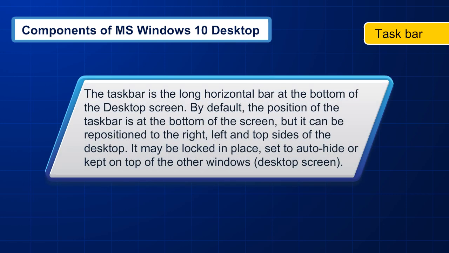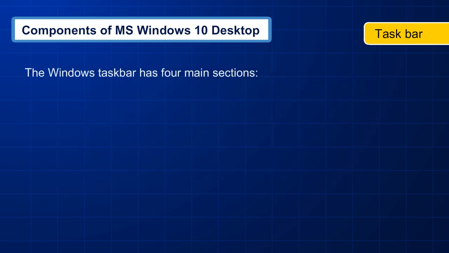Taskbar. The taskbar is the long horizontal bar at the bottom of the desktop screen. By default, the position of the taskbar is at the bottom of the screen, but it can be repositioned to the right, left, and top sides of the desktop. It may be locked in place, set to auto-hide, or kept on top of the other Windows desktop screen. The Windows taskbar has 4 main sections. Start button, labeled with Windows logo.